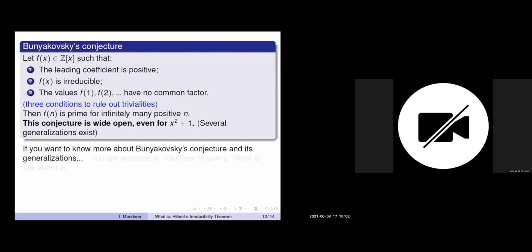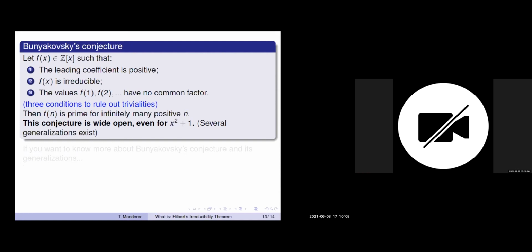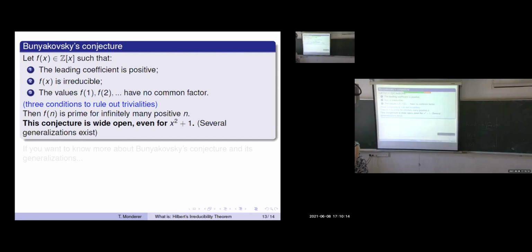Hey, Tali. Hey, Shaked, yeah. The values f1, f2 have no common factor, is it equivalent to the polynomial being monic, or does monic imply it? I'm sorry.